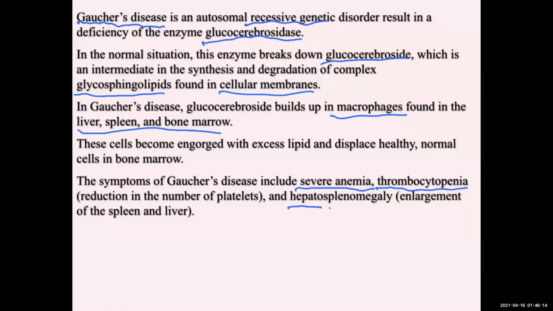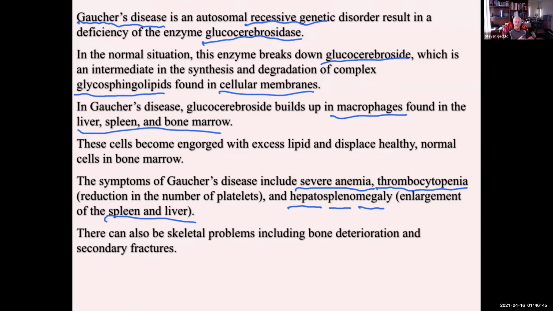Hepato is the liver, spleno is the spleen, megaly means large. So enlargement of the spleen and liver. With Gaucher's disease, it's replacing the cell membrane in the macrophages and causing them to engorge. It's being stored in the bone marrow, causing that to fill up with fat instead of red blood cells, so it's causing anemia and thrombocytopenia. You're getting a very enlarged spleen and liver, those cells are being stored too, and they just start to expand.